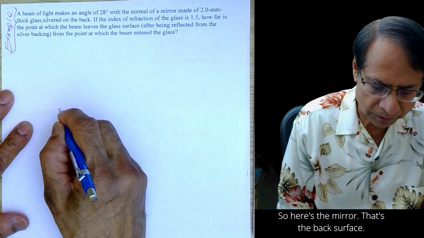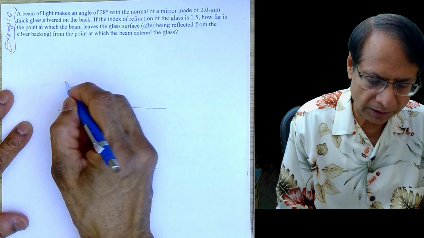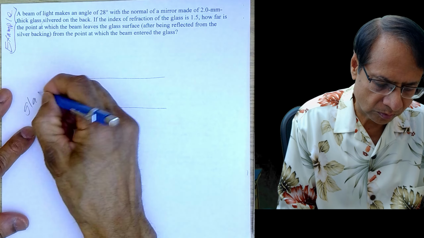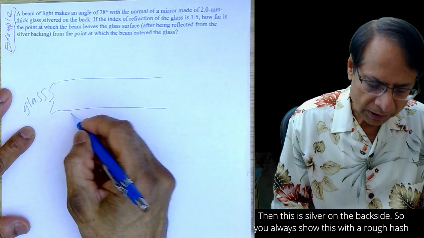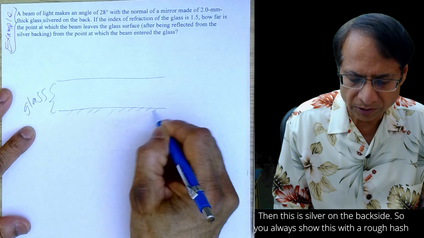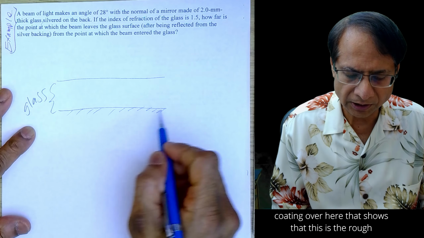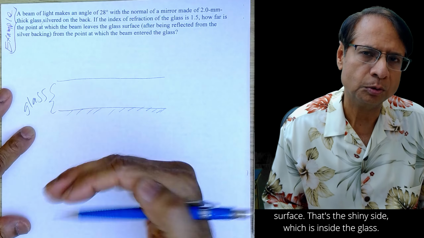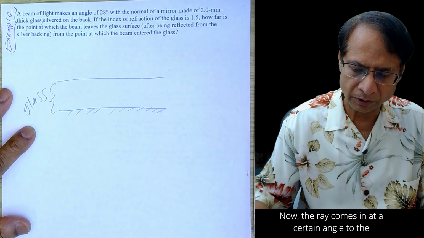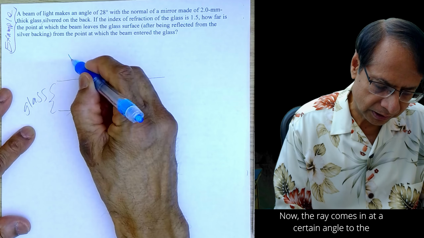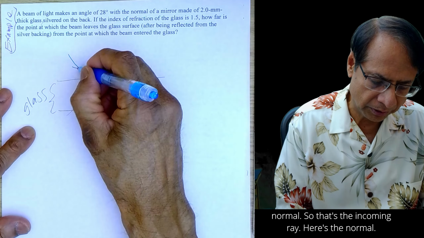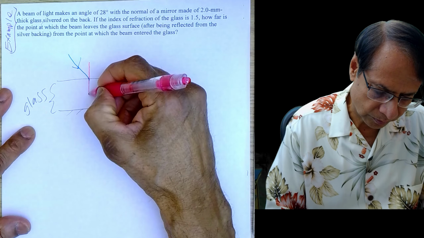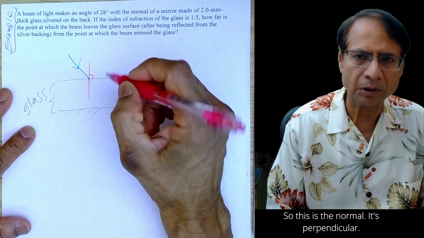So here's the mirror. That's the back surface. This is the top surface. This whole thing is glass. Then this is silvered on the back side. So you always show this with a rough hash coating over here. That shows that this is the rough surface. That's the shiny side, which is inside the glass. Now, the ray comes in at a certain angle to the normal. So that's the incoming ray. Here's the normal. It's perpendicular.